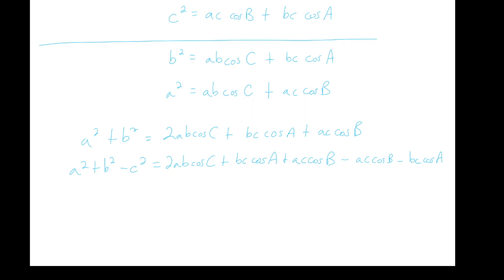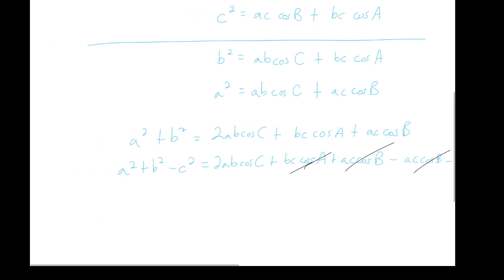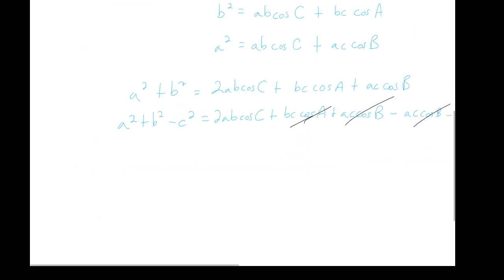Now watch what happens here when I do this, right? I have an AC cosine B and an AC cosine B that are both subtracted. Those guys are going to cancel. I also have taken a BC cosine A and I've canceled it out with another BC cosine A, right? So this is what I'm now left with. I suddenly have a squared plus b squared minus c squared equaling 2ab cosine of C, all right?